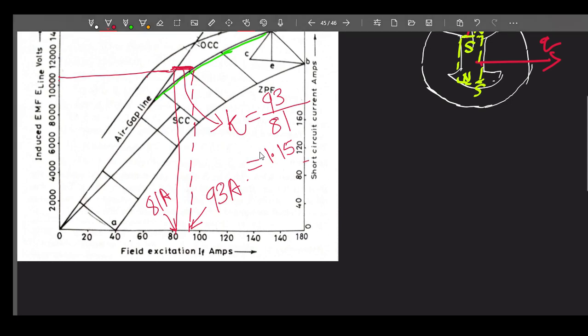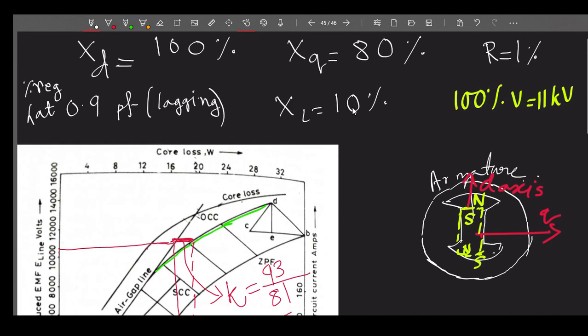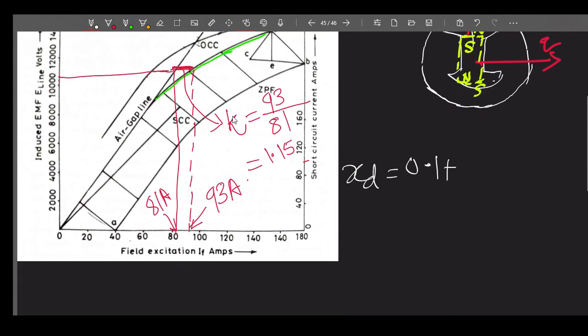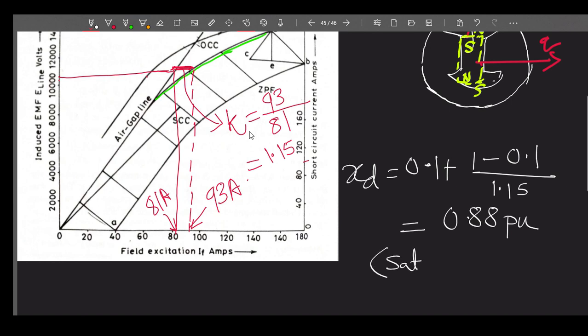So what about our XD now? XD will be your XL, that is 0.1, plus your XD1 minus 0.1 by your K, 1.15. So XD is becoming 0.8 PU. This is saturated XD.